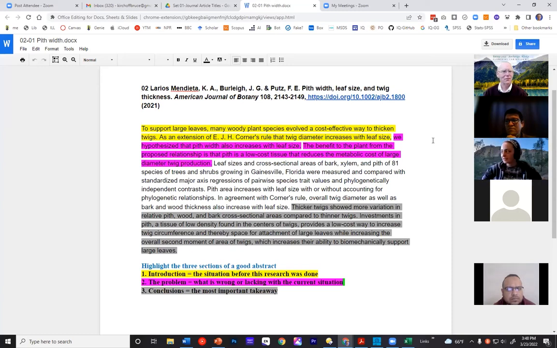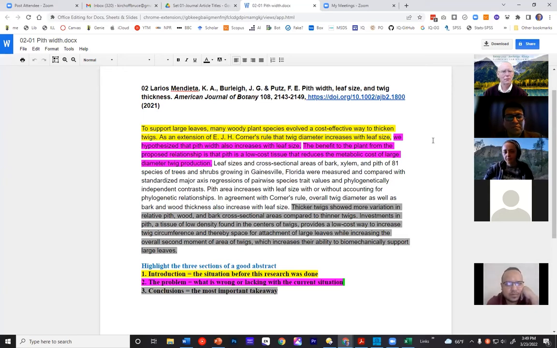So we thought that the introduction was the first sentence. To support large leaves, many woody plant species evolved a cost-effective way to thicken twigs. And then in the second sentence, they provide a rule or a hypothesis that they're working off of.